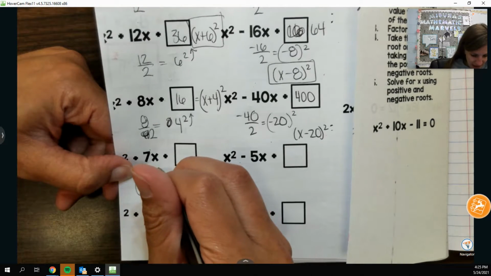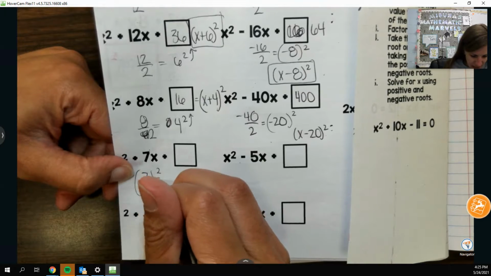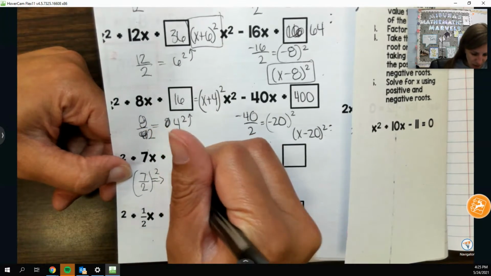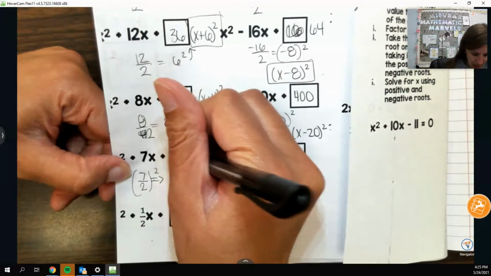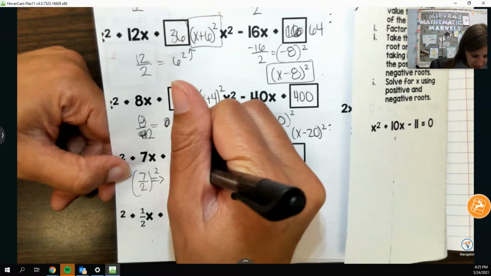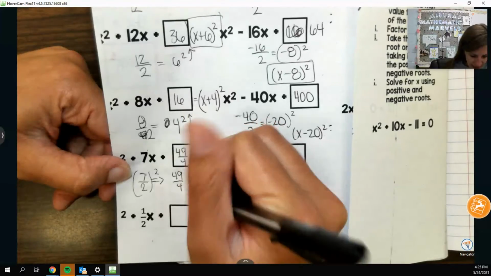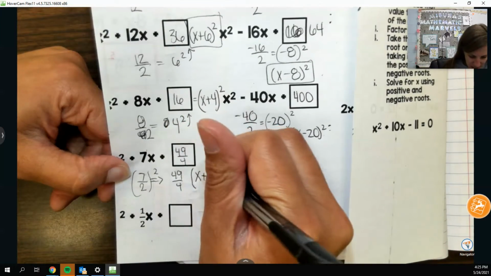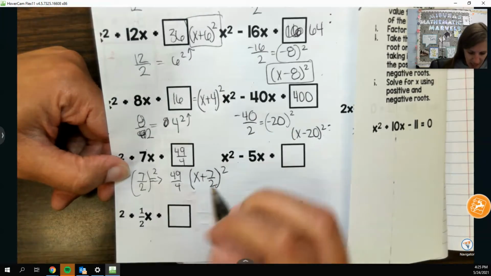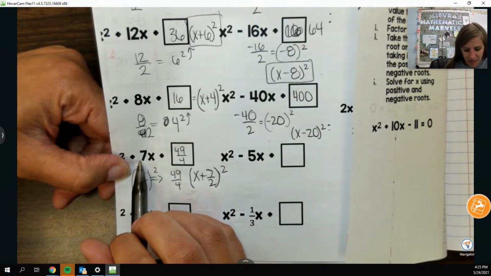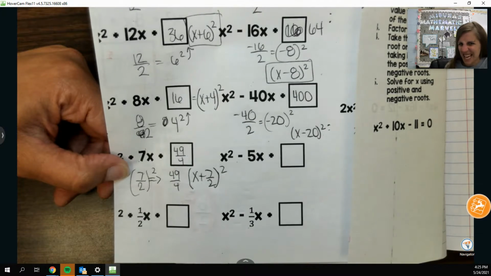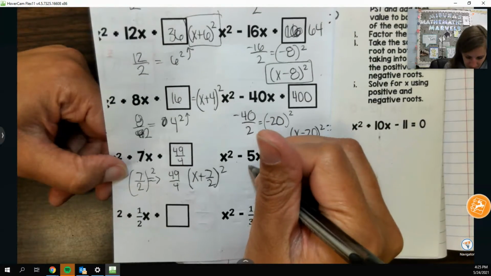So I'm going to leave it and square it, which is actually easier because then I just get to square each one. So 49 over 4 is my magic number here. And when I write it in factored form, the half is what goes inside, so x plus 7 over 2 squared. Because again, if I double that, I get 7. If I square that, I get 49 over 4. Yuck, we hate an odd number.